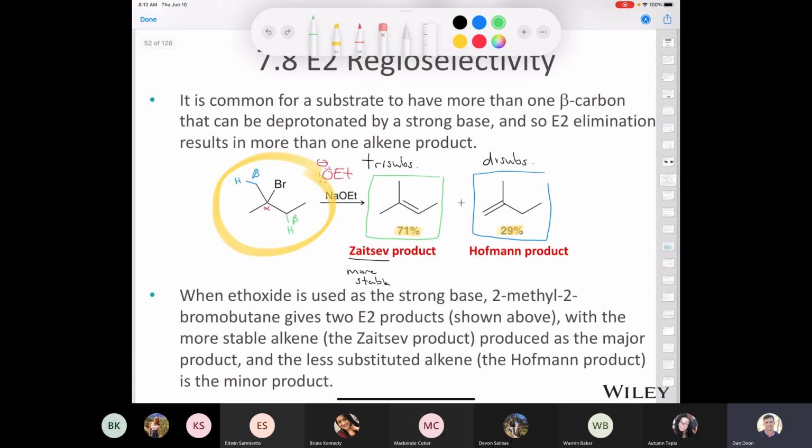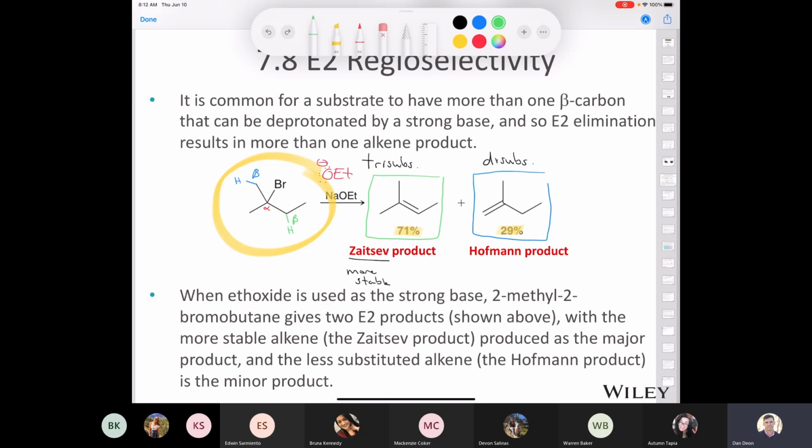And so when we look at the possible products that can occur after abstraction of the beta proton and the formation of the pi bond, the loss of the leaving group, right? That's our E2 mechanism. We see that we have a Zaitsev product and a Hofmann product. The Zaitsev product is the more substituted of the alkenes. You can see the Zaitsev product here as a tri-substituted alkene, which is more stable than a di-substituted alkene. And so we get the Zaitsev as being the major product in this case.